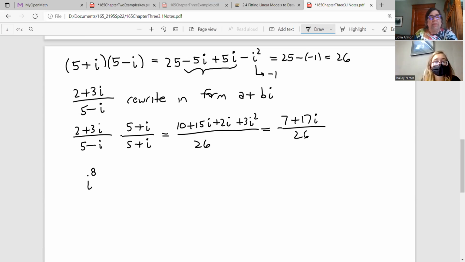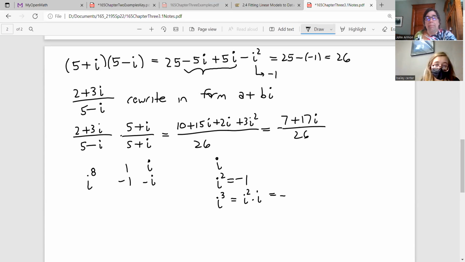Here's the good news. i to the 8th power could be an imaginary number, it could be a real number, but not just any imaginary number. It's either going to be i or negative i. If it's a real number, it's going to be 1 or -1. There's a pattern. i, by definition, is the square root of -1. i squared, by definition, is -1, real number. i cubed, we can write as i squared times i, which means we take -1 times i.